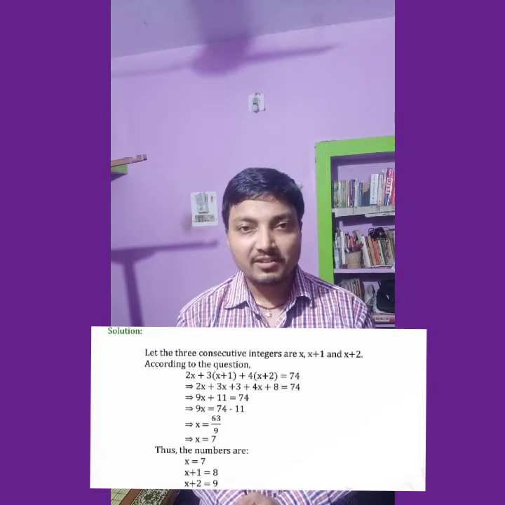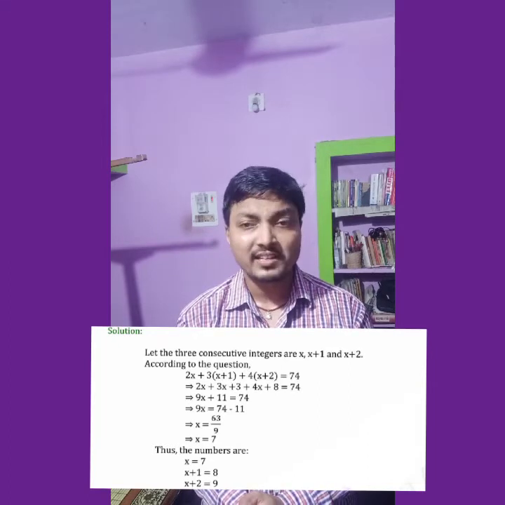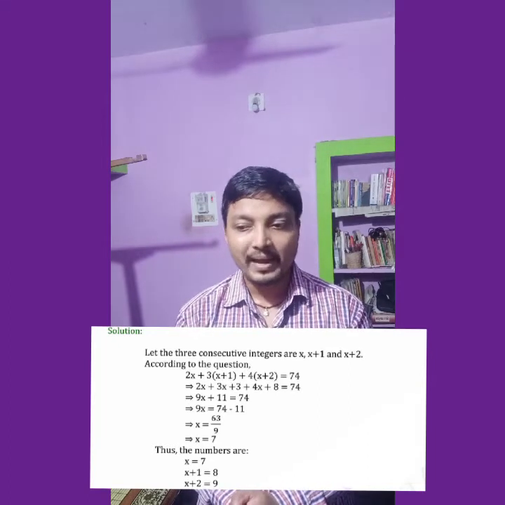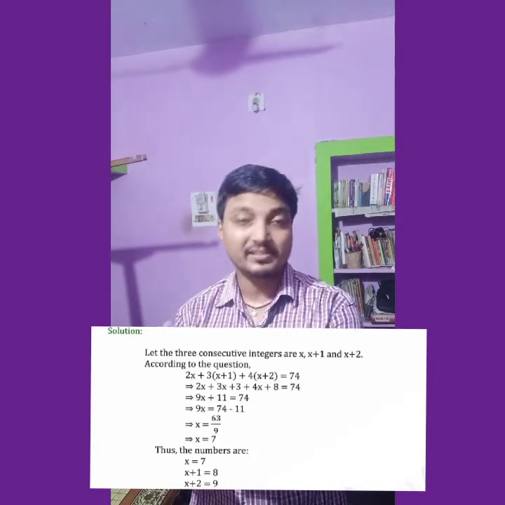9x plus 11 is equal to 74. So 9x is equal to 74 minus 11, which gives us 63. It implies 9x is 63, so x is 7.